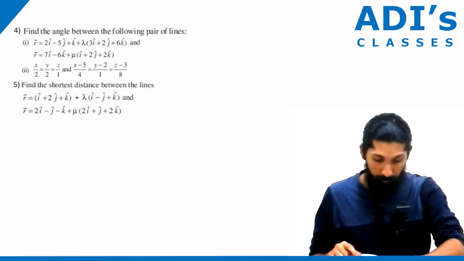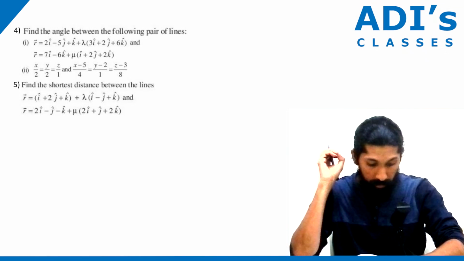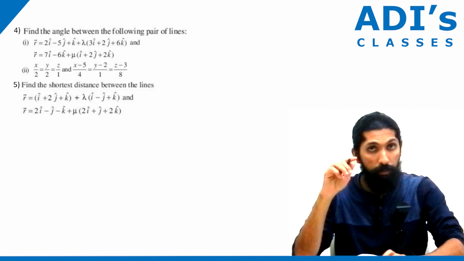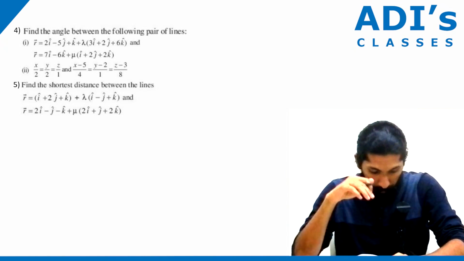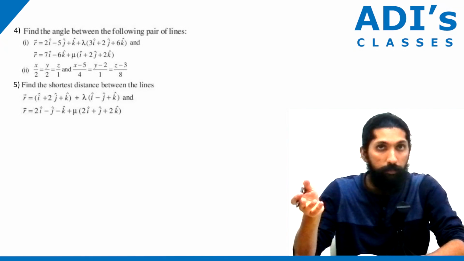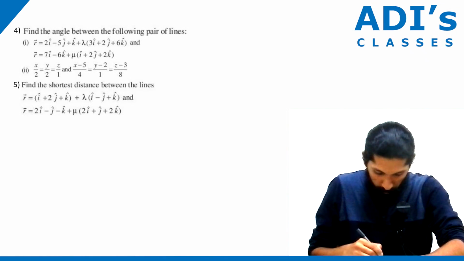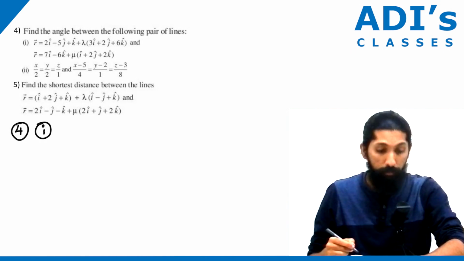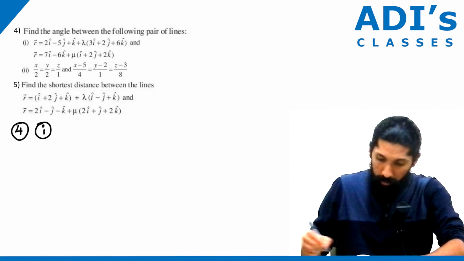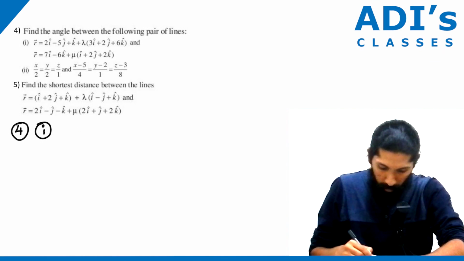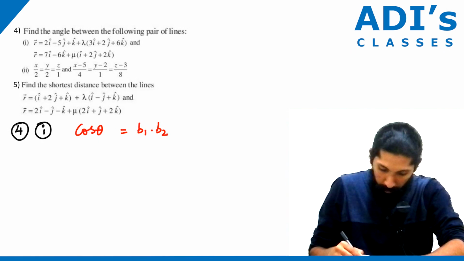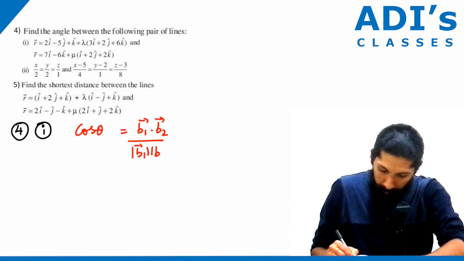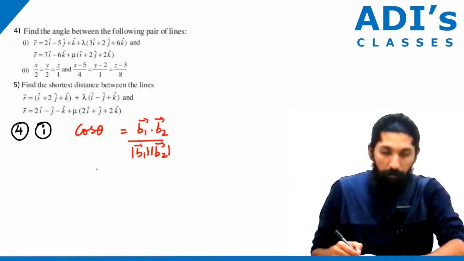See the fourth one. Find the angle between the pair of lines. See, the first one you have in terms of vector form. Second one you have in terms of the Cartesian form. Correct? So the first one we'll do. Now, in the vector form, what is the formula? The formula is cos theta is equal to b1 dot b2 by mod of b1 into mod of b2. Correct? This is the formula.